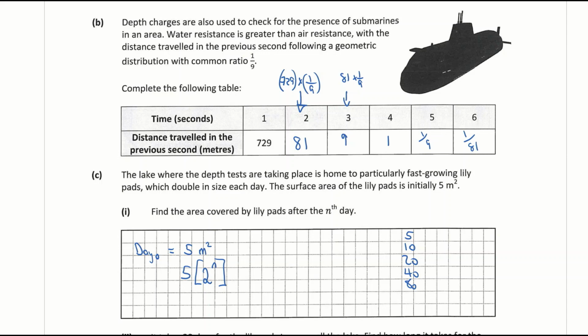So 2 to the power of 2 would be 4. 4 by 5 would be 20. Yeah, so wouldn't that work? If we were to test it here, you sub in 2, you would get 2 2s are 4, 4 by 5 is 20. Yeah, okay. So 5 multiplied by 2 to the power of n, that would be our area of lily pads after the nth day.